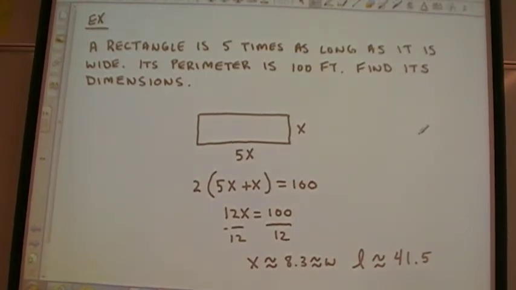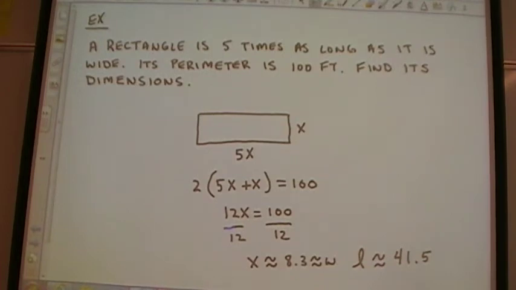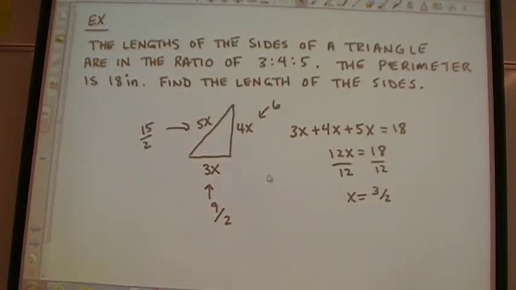And you get x to be approximately 8.3, which is representing your width. If your width is 8.3, I multiply that by 5 to get the length approximately to be 41.5. All right, one more. Go ahead and write that down.